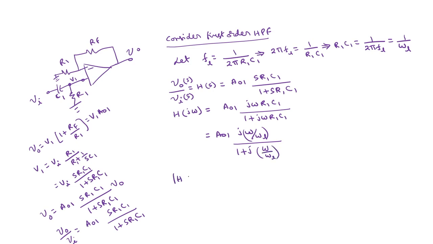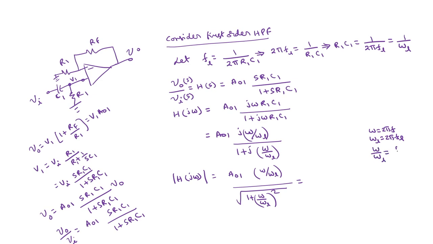So what is the magnitude of H of j omega? It is equal to A01 times omega by omega L divided by square root of 1 plus omega square by omega L square. The 2 pi factors get cancelled, since omega is 2 pi F and omega L is 2 pi FL. So omega by omega L is F by FL.